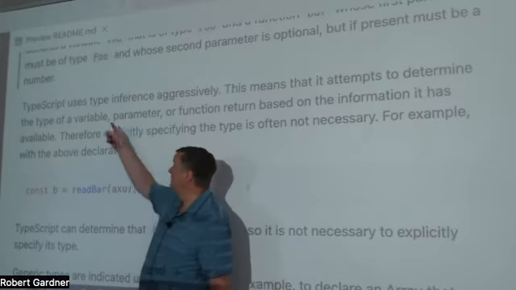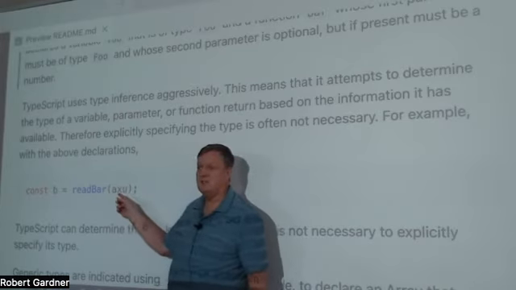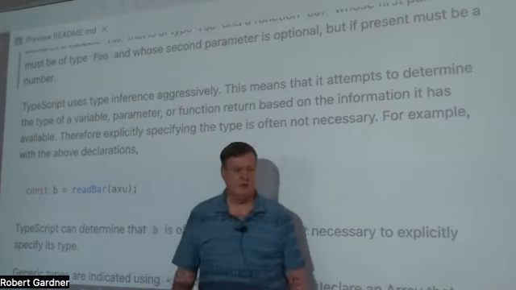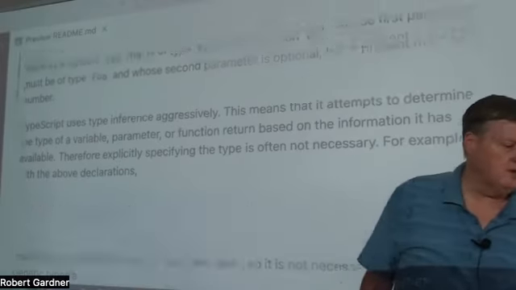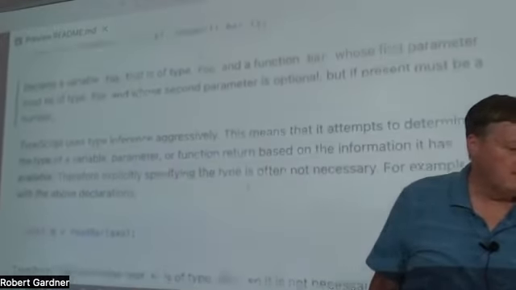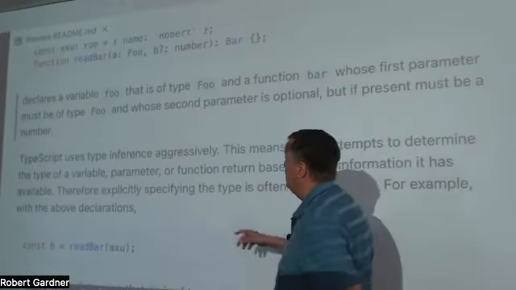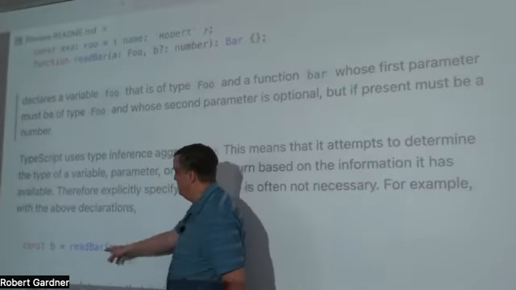It looks at the read bar definition from what I had up here. What type does AXU need to be? It's a type foo from up there. So it knows that AXU is of type foo. It knows that read bar accepts something of type foo. So therefore, it says, yes, those match.